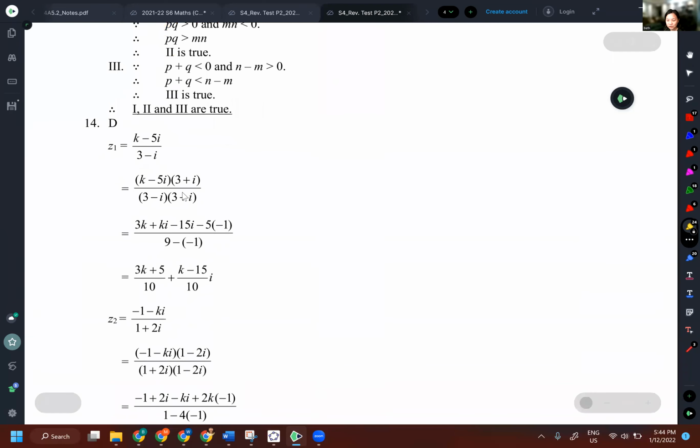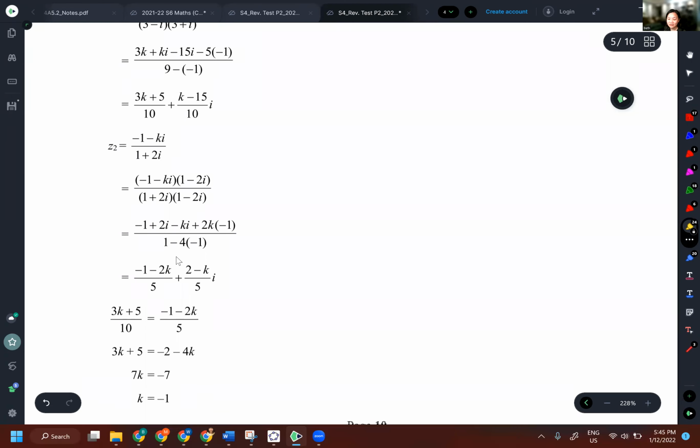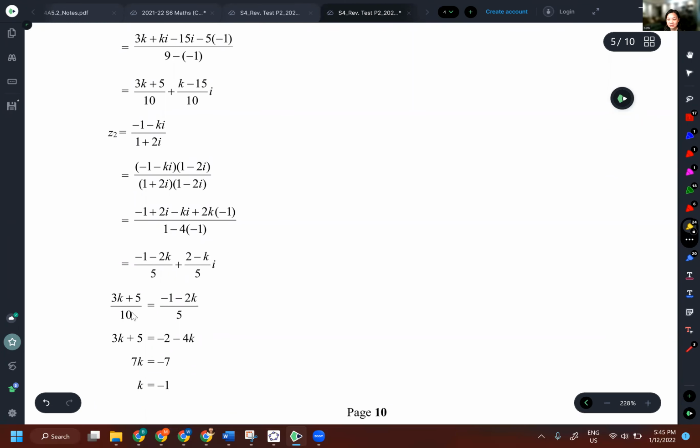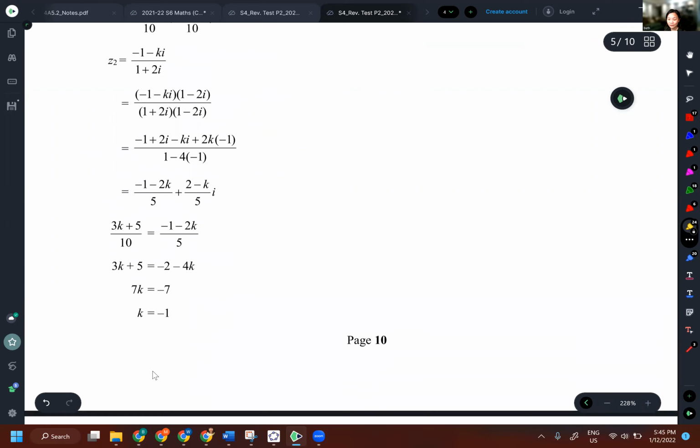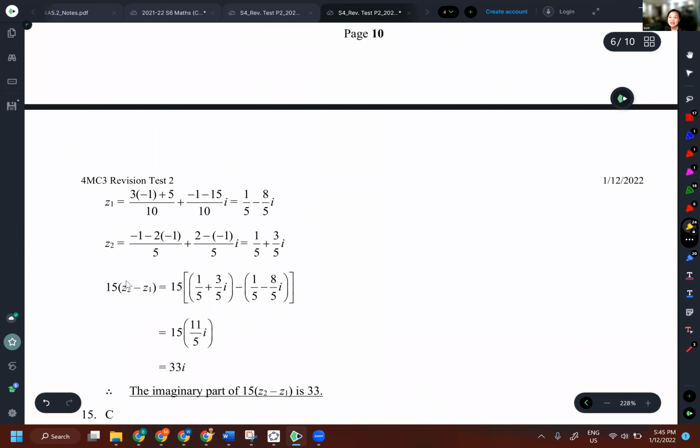14. 14, simplification. You have to do simplification with K. Z2, simplification again. Simplification with K. And then you will know that the real part is equal to the real part. You will find the value of K. K equals to -1. And then you will find Z1 and Z2 separately. And then in the end, you will find, oh, this is 15Z2 minus Z1. That is 33I. Therefore, the imaginary part of this complex number is 33.